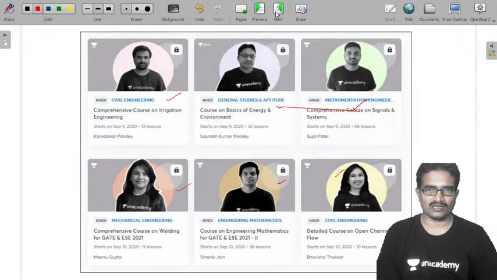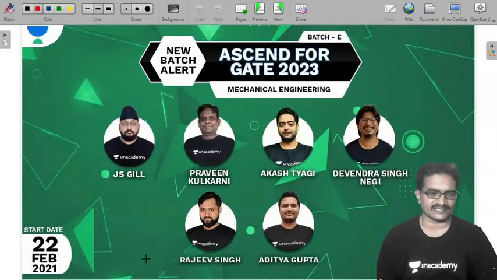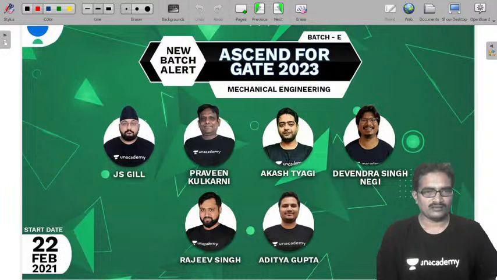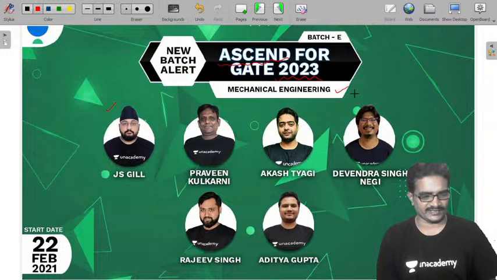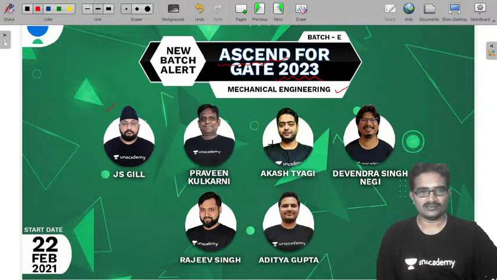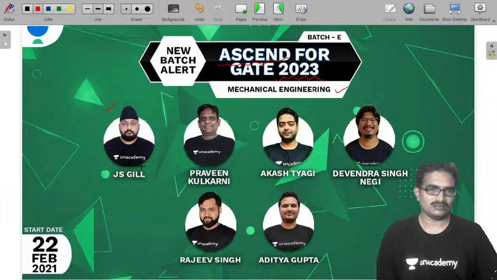Now we are happy to announce that we started 2 new batches for GATE, one for GATE 2022, the other one for GATE 2023. There is an Ascend batch for GATE 2023 for mechanical engineering. This batch started from 22nd February 2021.